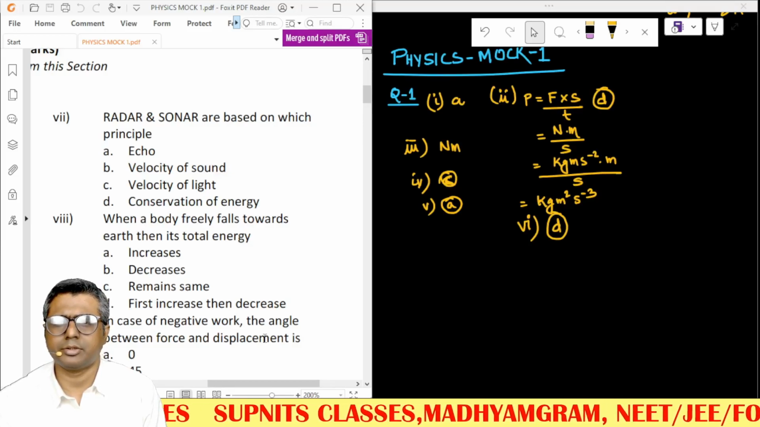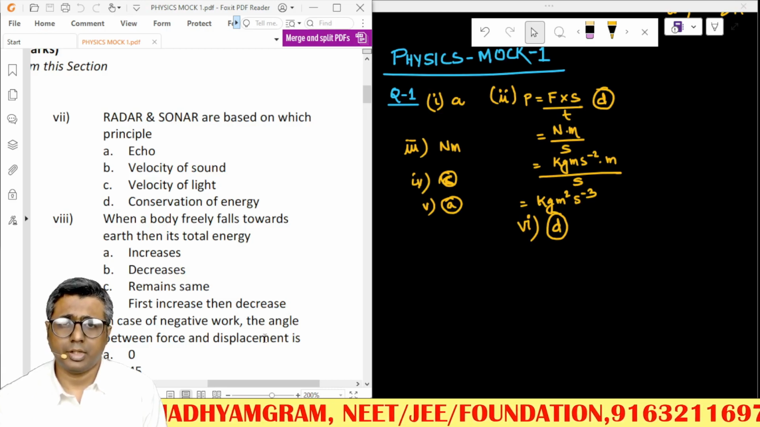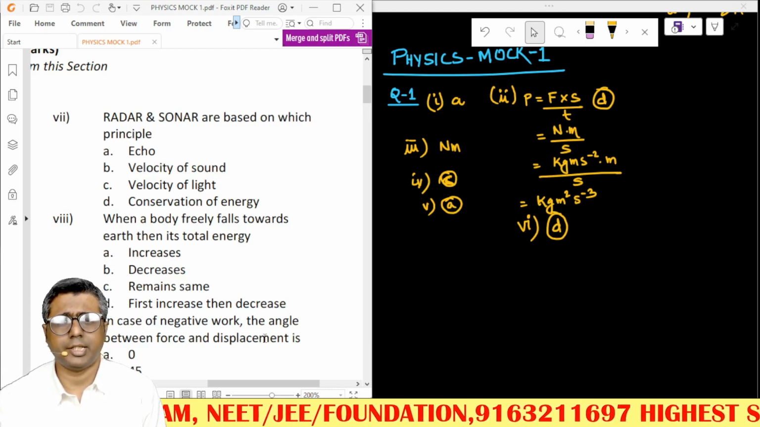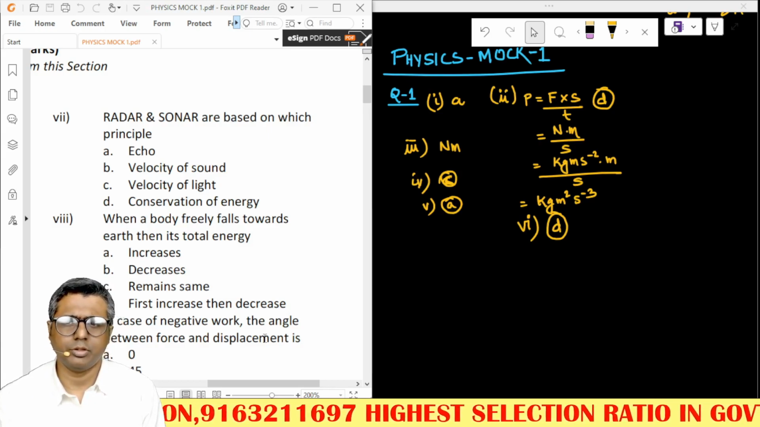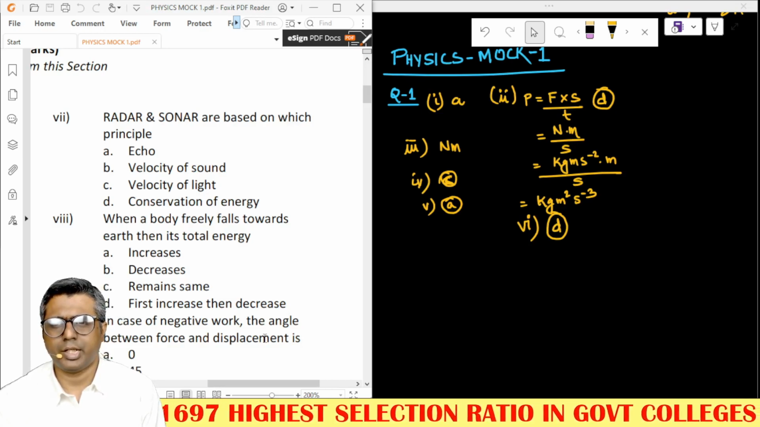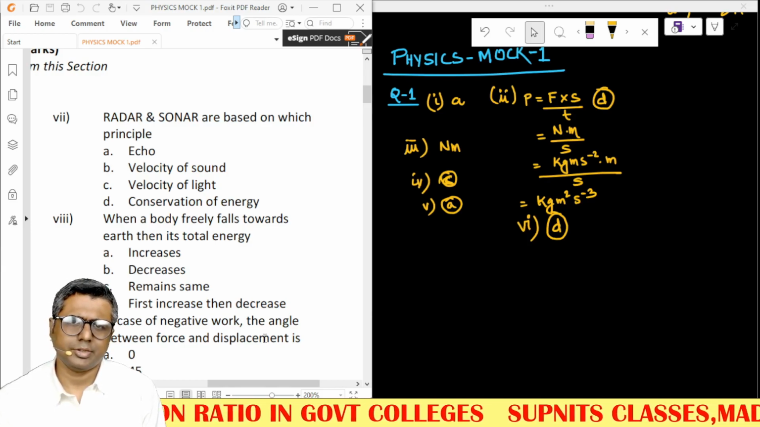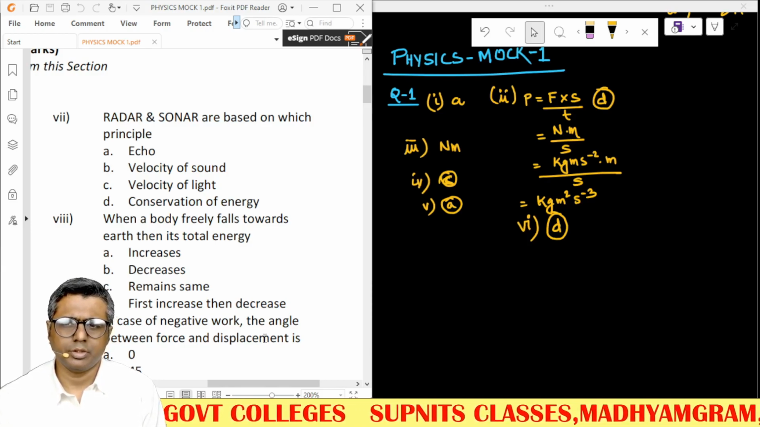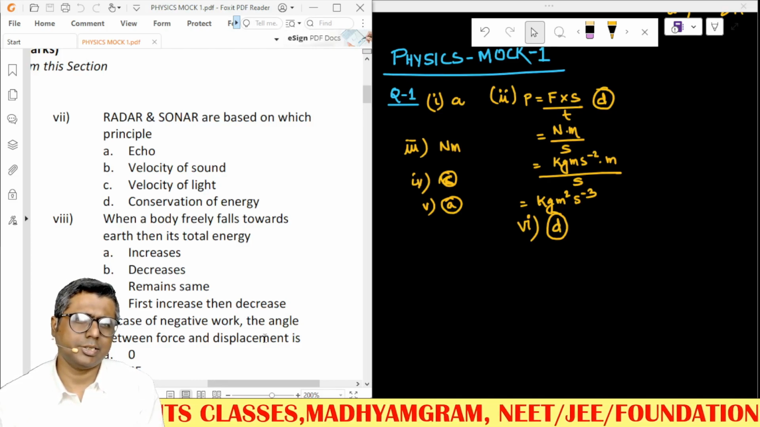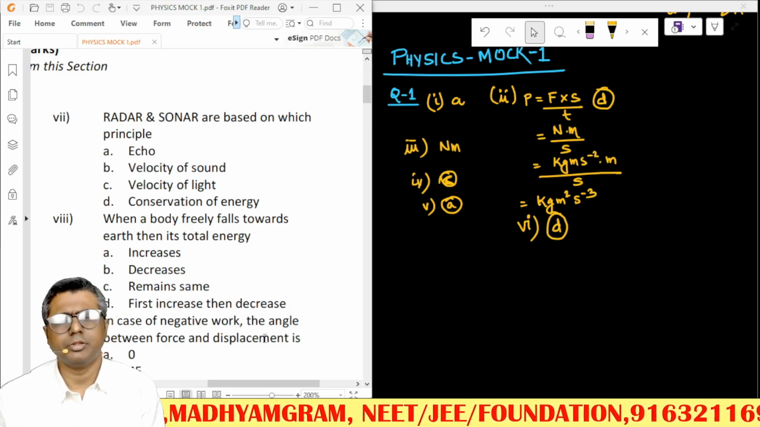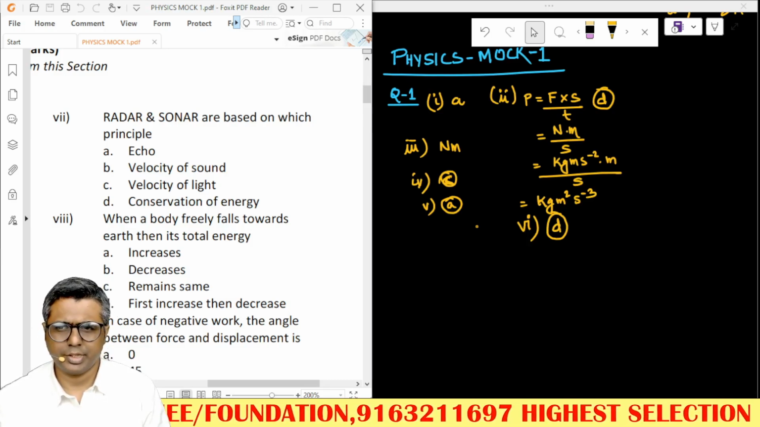Radar and sonar are based on which principle? Radar and sonar both work on reflection of light and sound respectively. So here the answer will be echo. Echo is about reflection of sound, but if we analyze the options, radar is completely based on light and sonar is completely based on sound. So echo means reflection of sound, but we can analyze this as reflection of light also, because both are waves, both are reflection. So the most probable answer will be 7A.